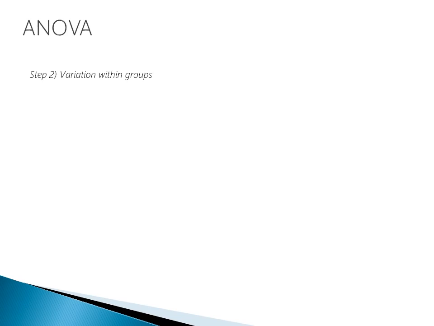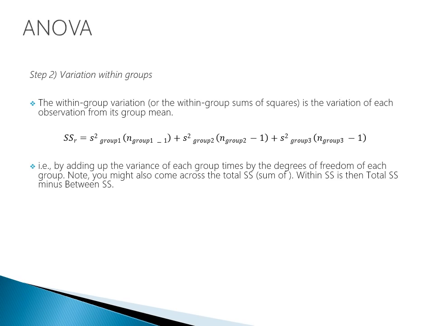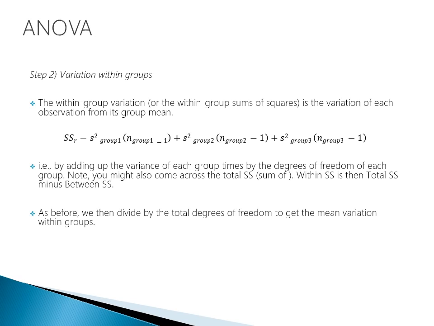The second step of the ANOVA process is talking about the variation within the groups. The within group variation, or the within group sums of squares, is the variation of each observation from its group mean, found by adding up the variance of each group times the degrees of freedom of each group. Note, you might also come across the total sum of squares. Within sum of squares is the total sum of squares minus the between sum of squares. As before, we then divide by the total degrees of freedom to get the mean variation within groups.